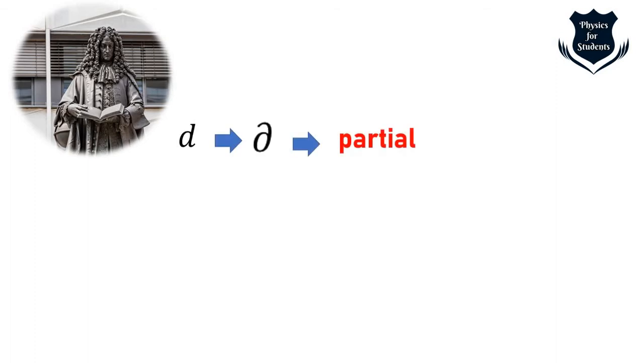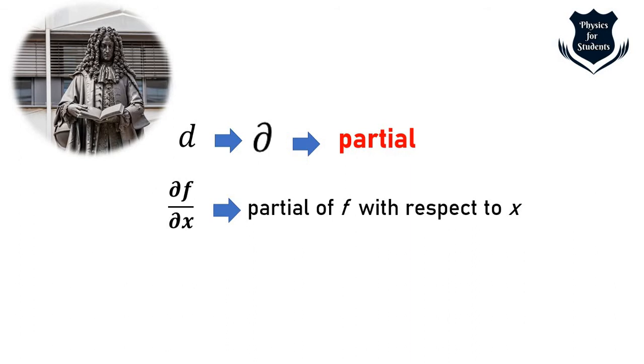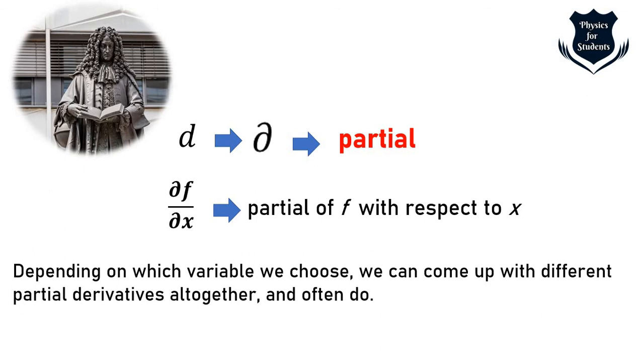First, d gets replaced with a curly d, which is the partial part. So the notation changes, although we are still within the realm of using Leibniz's notation. The d is getting replaced by del, and del f by del x shows the partial of f with respect to x. Depending on the variable we choose, we can come up with different partial derivatives altogether, since these are two different independent variables. So now we are in the realm of partial differential equations, with d being replaced by a curly del, and del f by del x meaning the partial of f with respect to x, and so on.